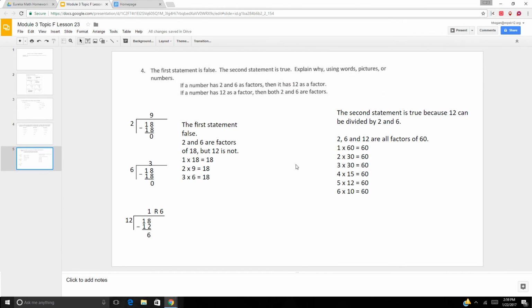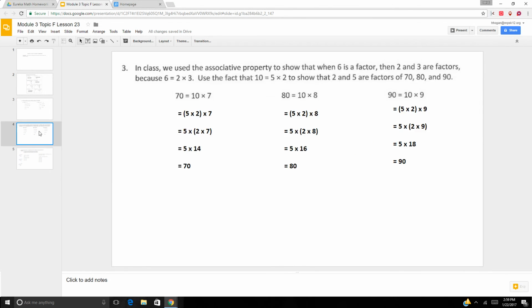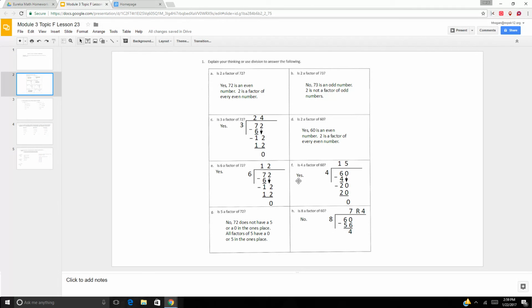Okay, so we're learning to use division and the associative property to find more factors and using our number sense as well to find out about factors. Okay?